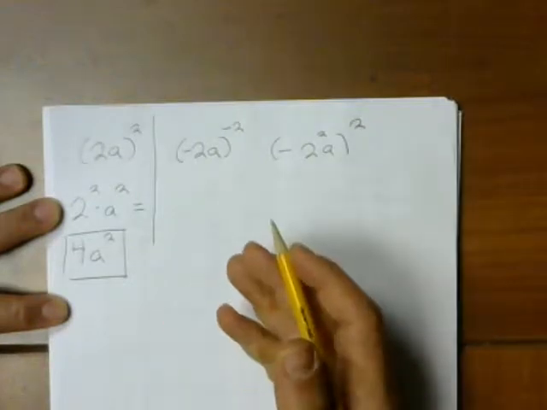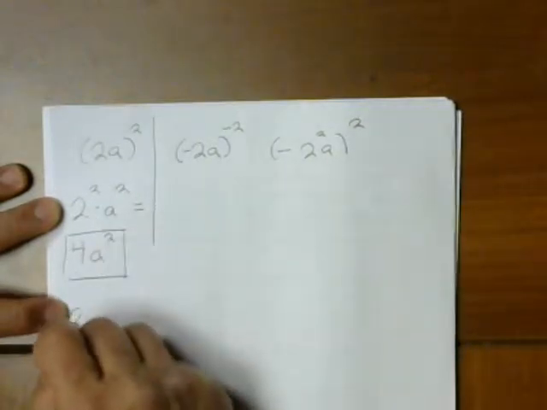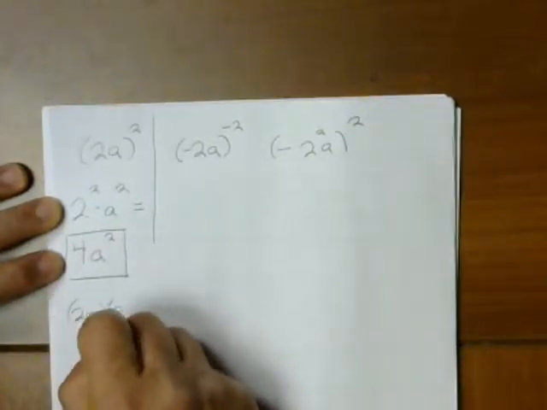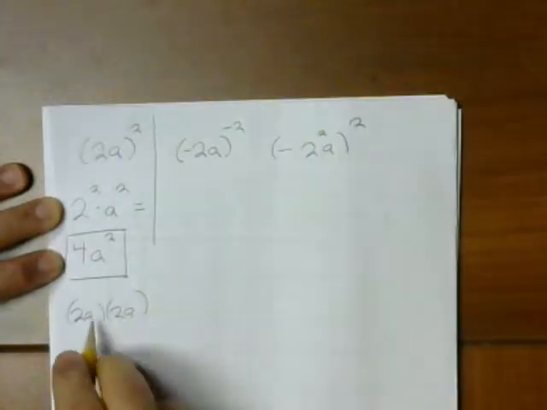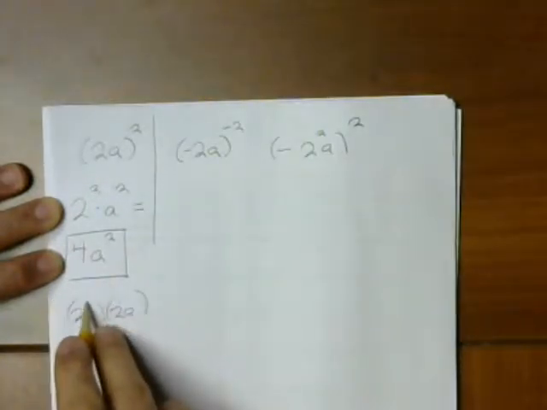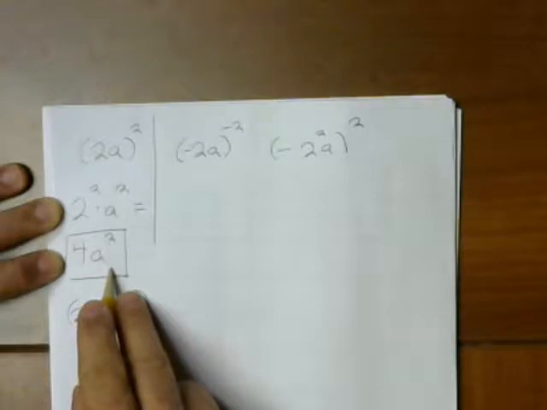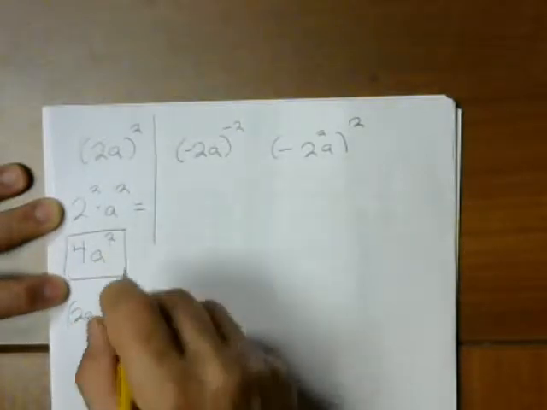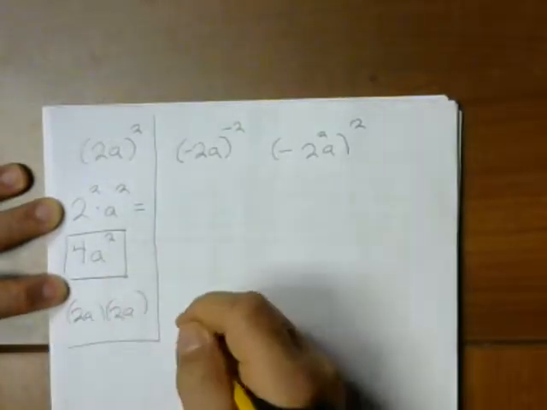Now, that's not the only way to do it. I could have just taken 2a times 2a. We would have had 2 2's, which give us 4, and 2 a's, which give us a squared. But using our rule is even shorter in this case.